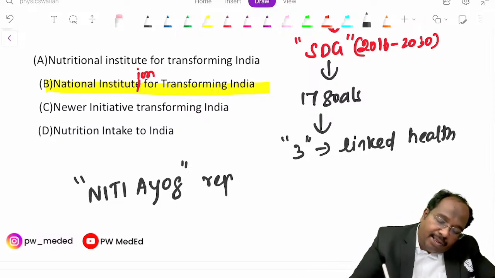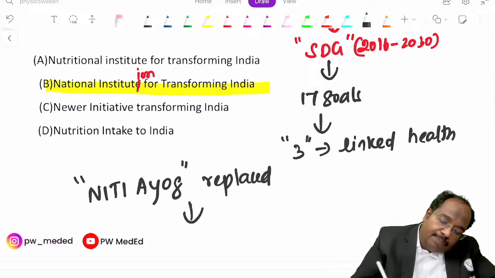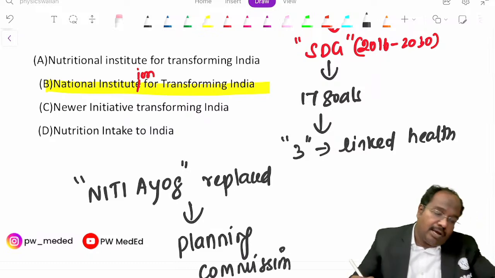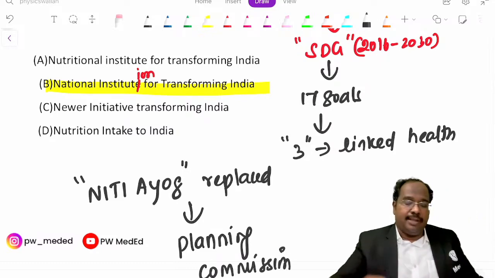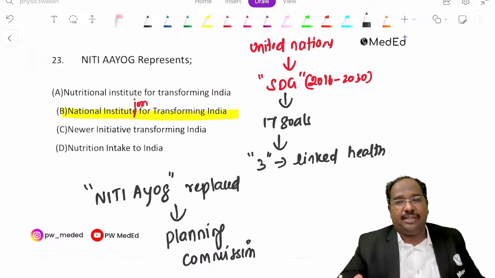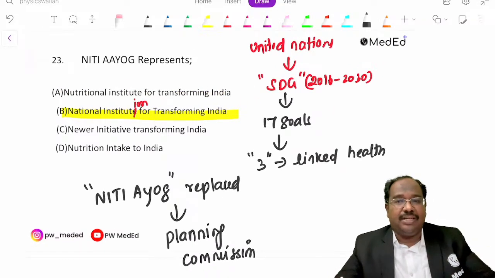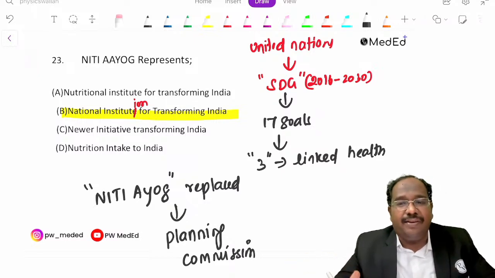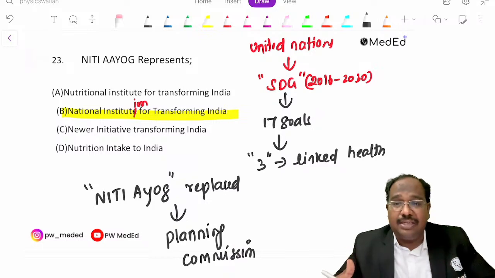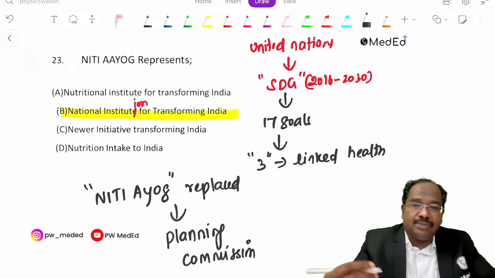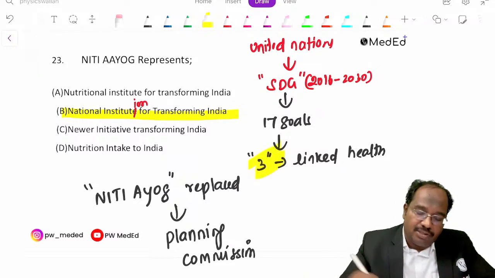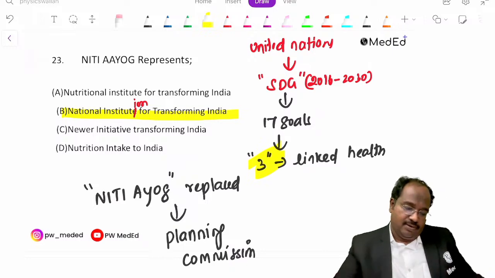Niti Aayog replaced the Planning Commission. Previously we used to have the Planning Commission. Since the 1950s itself, they used to make these 5-year plans. That has been replaced by this Niti Aayog. It's our response to achieve these SDGs, Sustainable Development Goals. 17 goals. Goal number 3 is directly related to health.